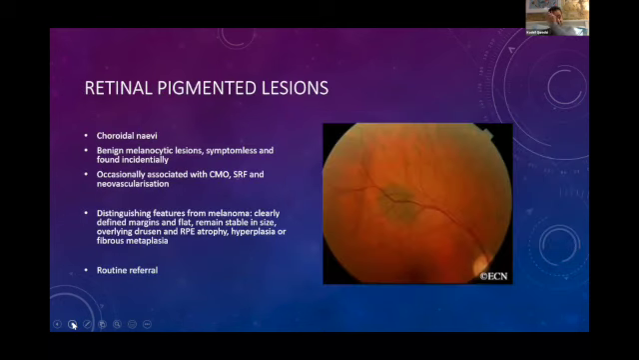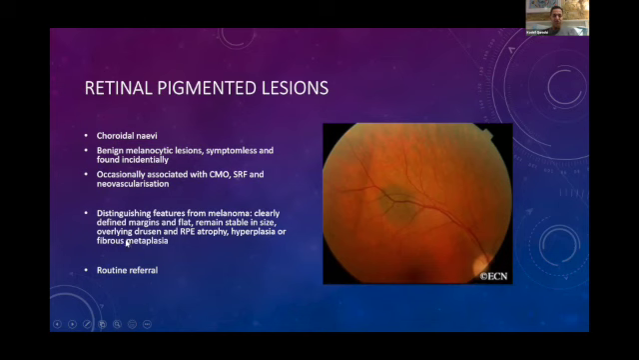Pigmented retinal lesions, this is also something that's quite commonplace. So choroidal nevi generally are benign melanocytic lesions which are symptomless and found incidentally. Very occasionally they're associated with cystoid macular edema and SRF and neovascularization, but that's very rare. But what you should keep in your head is that distinguishing features from a melanoma are that the margins are usually fairly clearly defined. It's flat, most importantly. It's stable in its size, so it's not increasing.